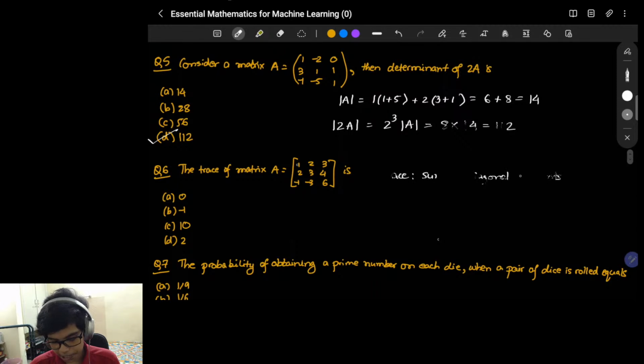Now here the diagonal elements are 1, 3 and 6. So this turns out to be 10. So this is the trace of the matrix.